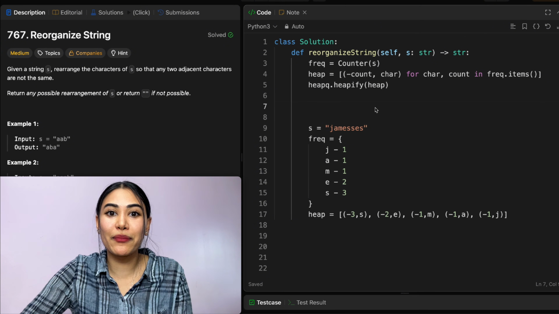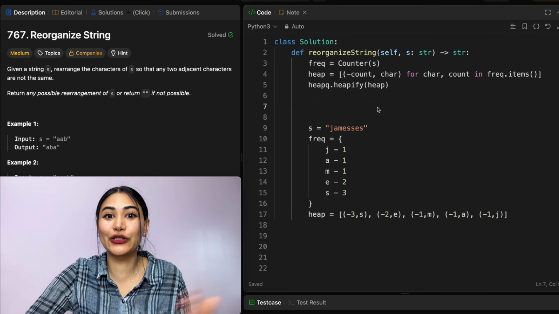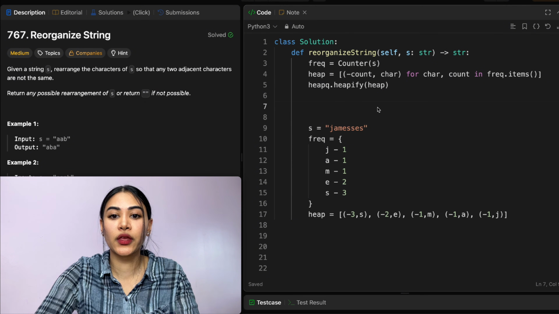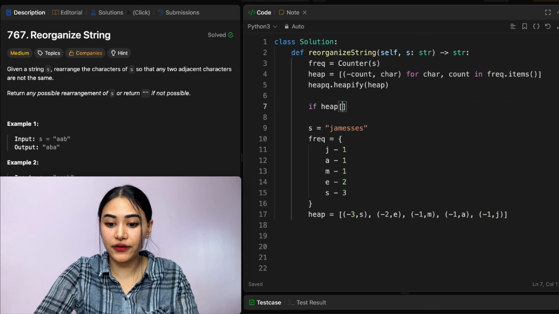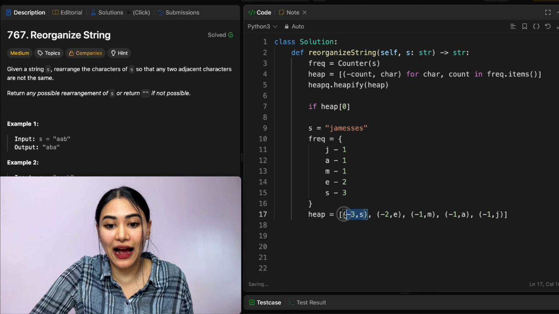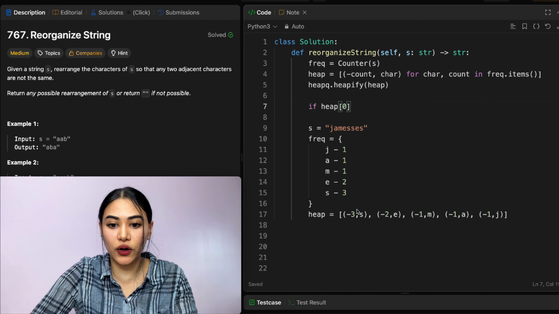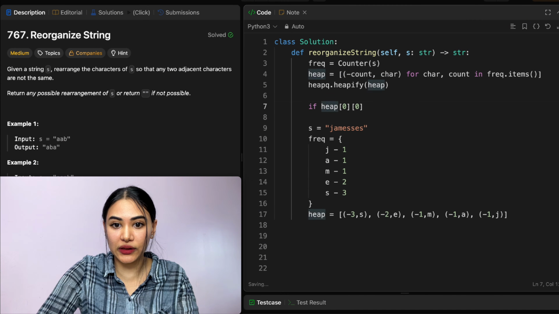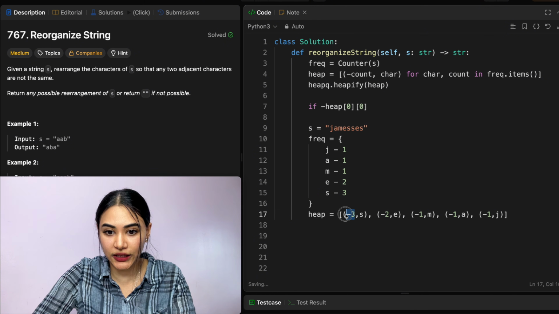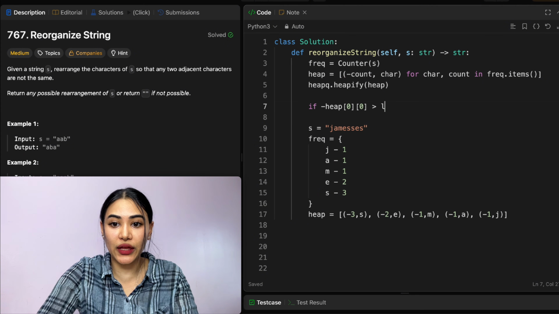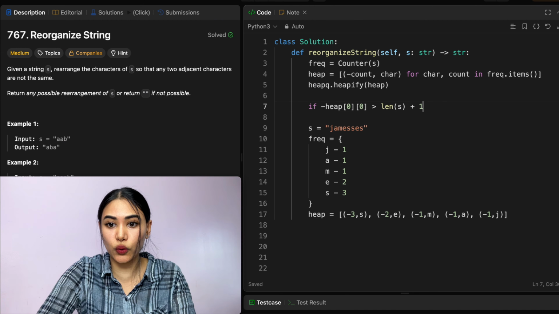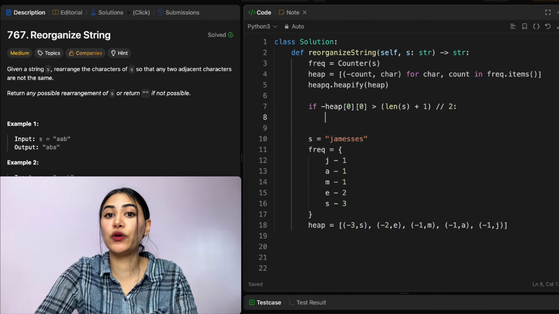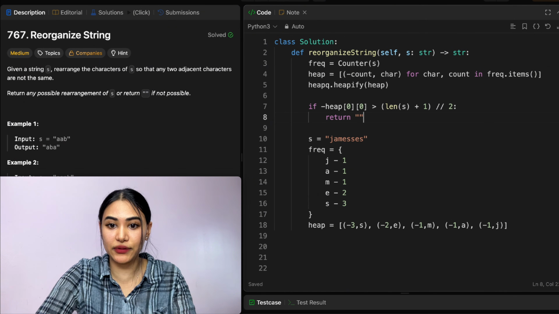Now that we have this, we want to make sure we can actually arrange these characters so that no two adjacent characters are the same. So if heap of 0, the topmost tuple we have in our heap, the count of that, so we just want that 0th index. And we do want to negate it again, so let's do negative heap of 0, meaning we get 3. If this is greater than length of S plus 1, integer divided by 2, then we know we can't arrange this and we just want to return the empty string.